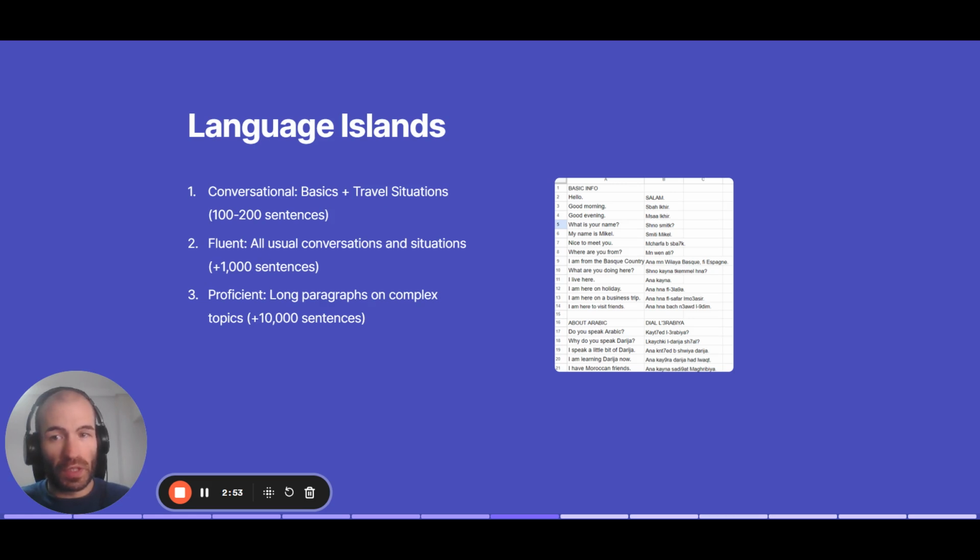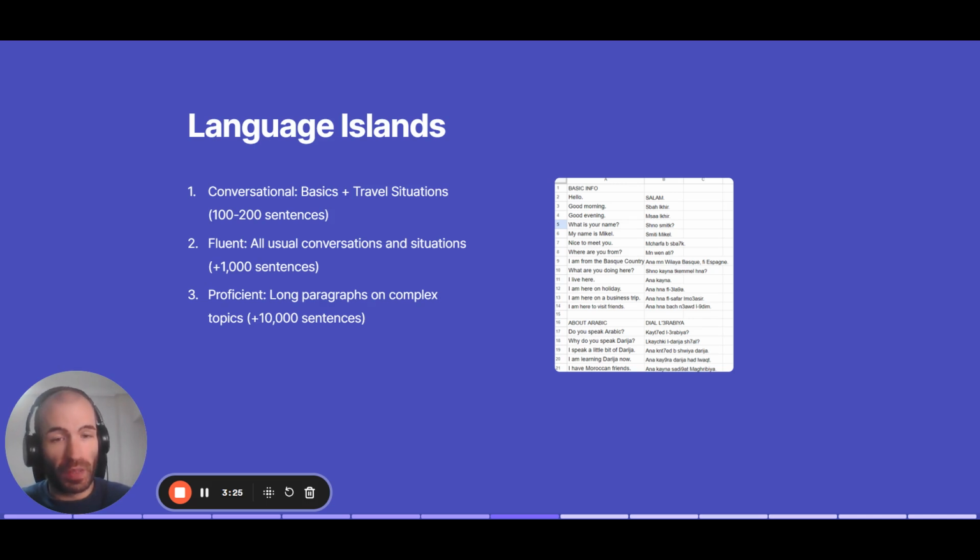Around 1,000 sentences, this is where you're fluent. You make a list of all the situations and conversations that you usually have, all the topics you usually talk about, and you write a list of sentences for each one of them, and you memorize them all. Same thing: you read them aloud, and then you translate mentally, you actually translate by speaking, you self-correct, and keep doing it until you get most of them right, and you're fluent in the language. Simple as that.